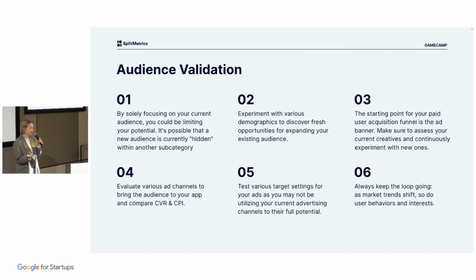Another hint we recommend to A/B test is, of course, evaluating various ad channels and comparing CVR and CPI. In a recent A/B test we had with one of the publishers, we compared TikTok ads and Facebook ads for their new upcoming title, and we found out that TikTok ads could actually bring the same quality users, but in a more cost-effective way. So you can try it out and check whether it's a suitable source for your product or not.